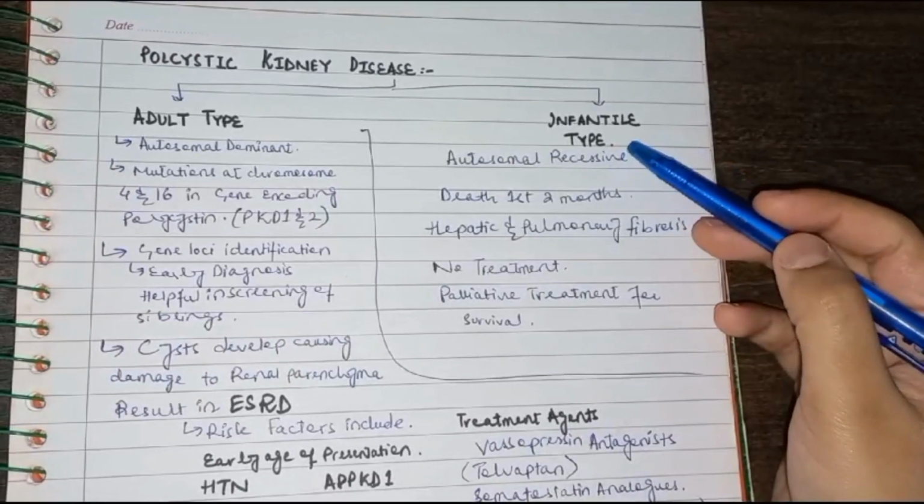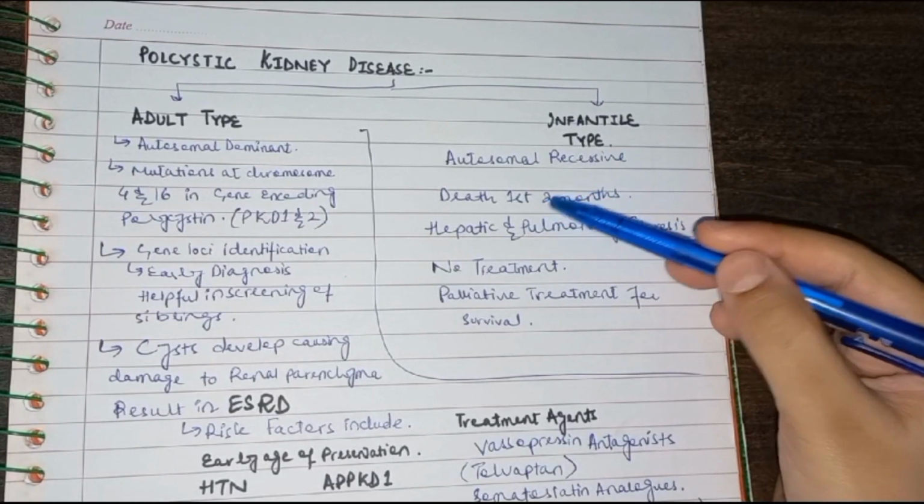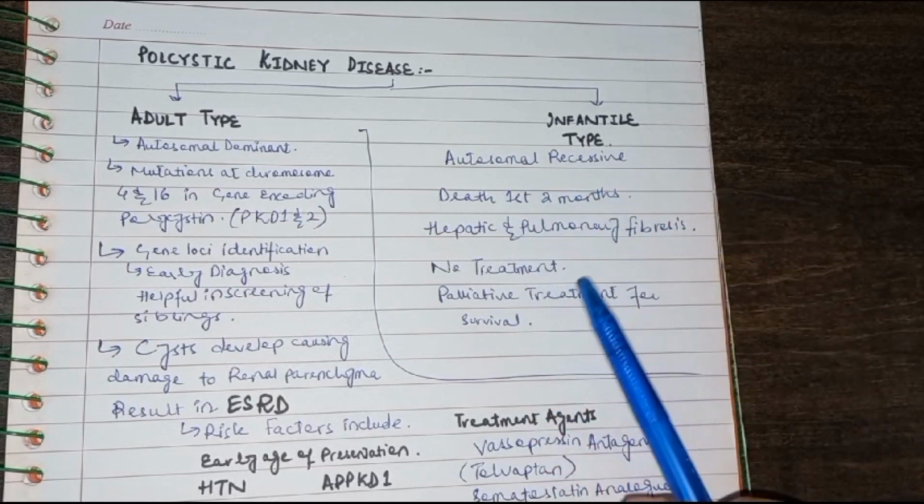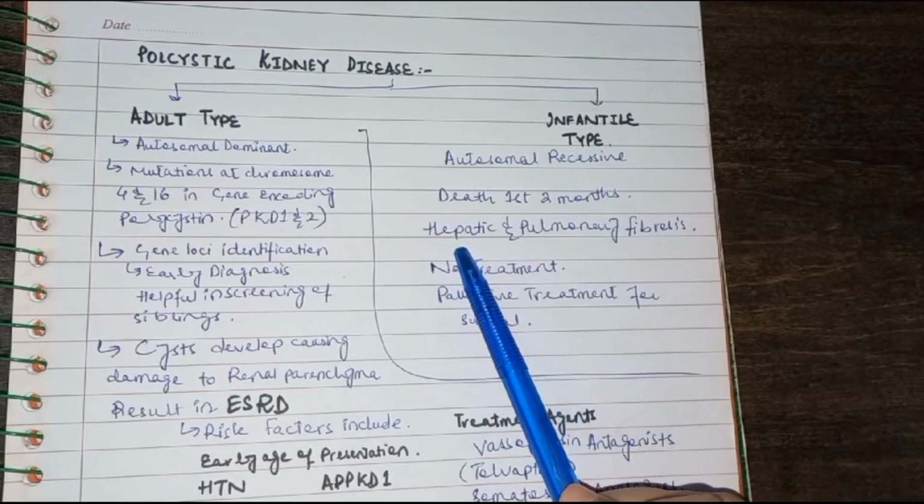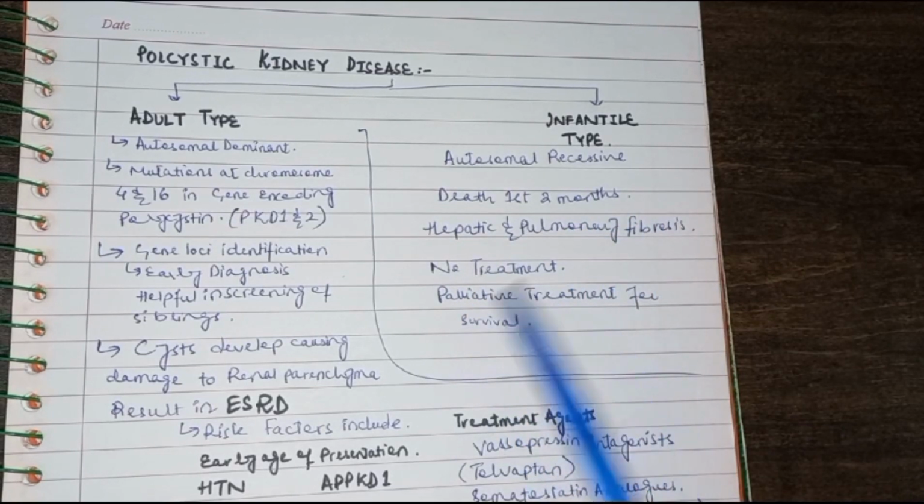Now we will discuss the infantile type, which is autosomal recessive, because of which death can occur within the first 2 months. There is no treatment for this type, as a result of which hepatic and pulmonary fibrosis is the cause of death. Palliative treatment is just given for survival.